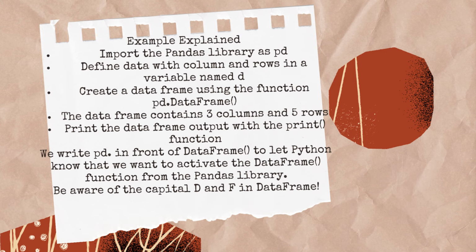Import the pandas library as pd. Define data with columns and rows in a variable named dd. Create a data frame using the function pd.DataFrame. The data frame contains 3 columns and 5 rows. Print the data frame output with the print function.